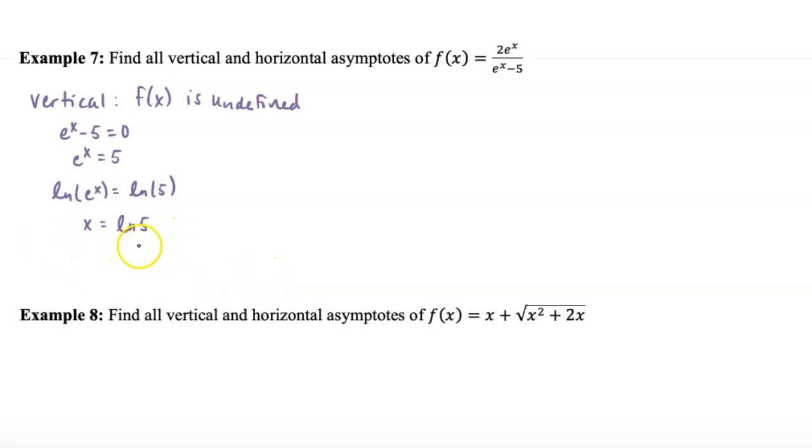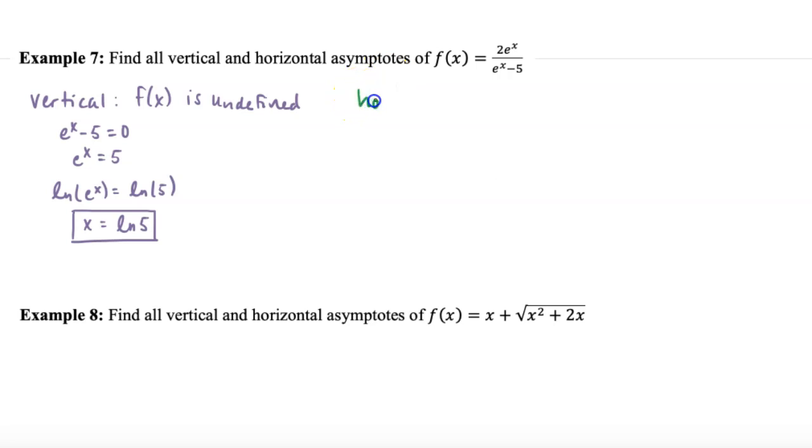Unless I'm asked to approximate in the form of decimal, I always want my final answers in the form of the exact answer, so no decimal approximations. So this is my vertical asymptote. X equals the natural log of 5.